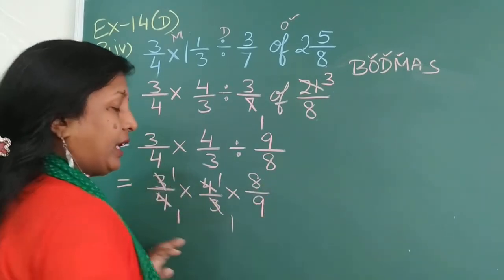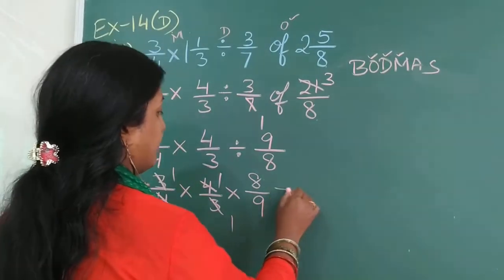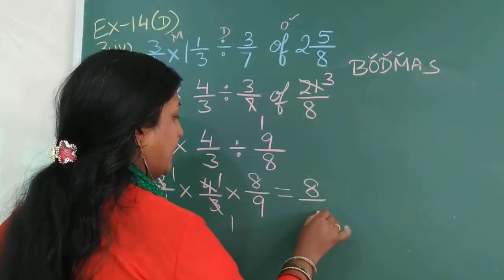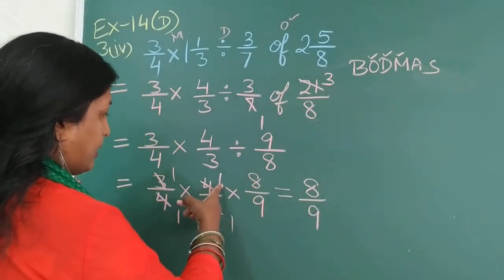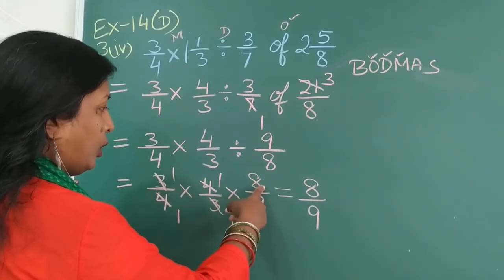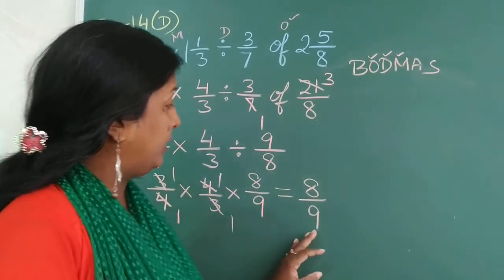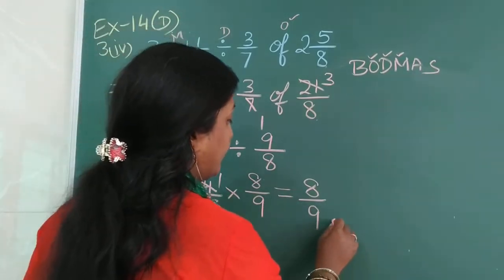8 and 9, can we cancel them? No, we don't have any common factor. So our answer is 8 by 9. You actually go for 8 1s are 8, 9 1s are 9. So you multiply all the numerators together, you multiply all the denominators together, and the answer is 8 by 9.